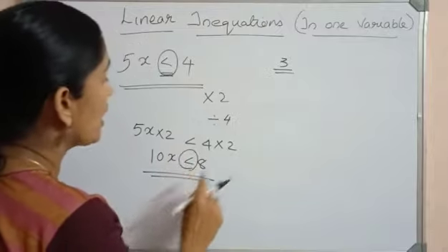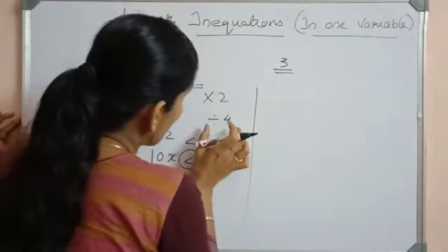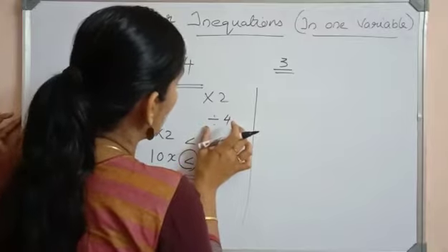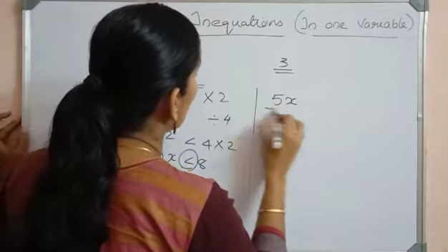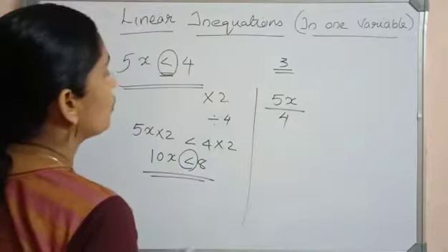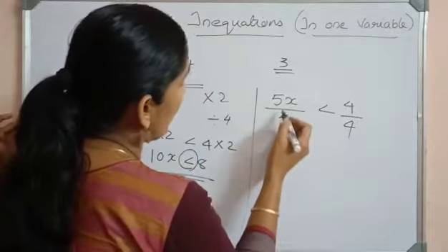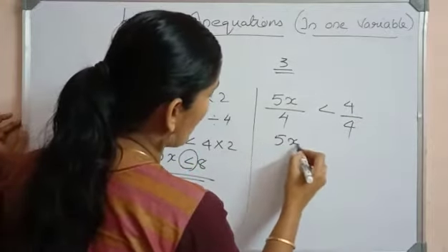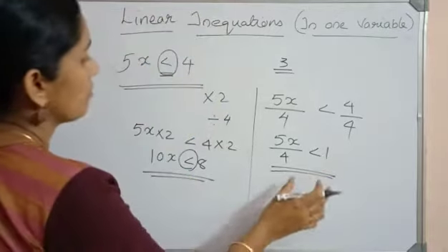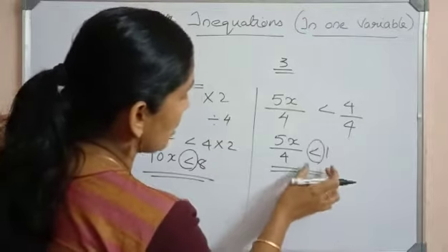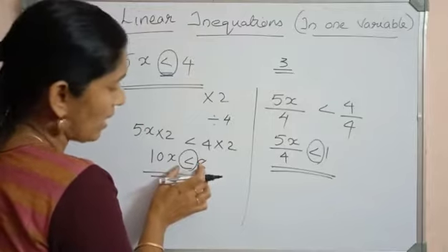This will not change. In the same way, when you are dividing both sides of the inequation by the same positive number, here the number we are considering is 4. So when you are dividing it by 4, the sign of the inequality remains the same. This will be 5x by 4, and we can write this as 5x by 4 is less than 1. This is how the inequation becomes, and the sign of the inequation doesn't change; in this case also the sign of the inequation remains the same.